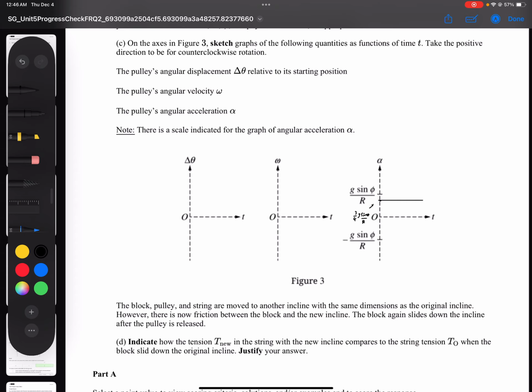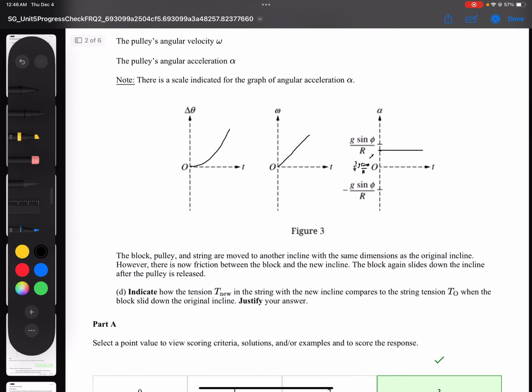If I have a constant angular acceleration and I start from rest, then I have an angular velocity with a constant positive slope. And then for my angular displacement, you basically do the integral again and you end up with a parabola. So I should end up with a parabola for that one.